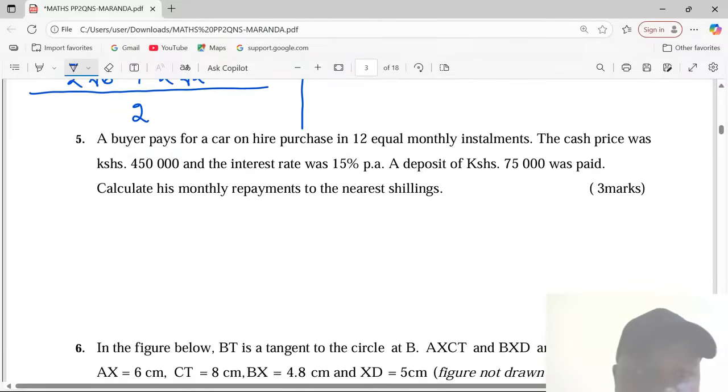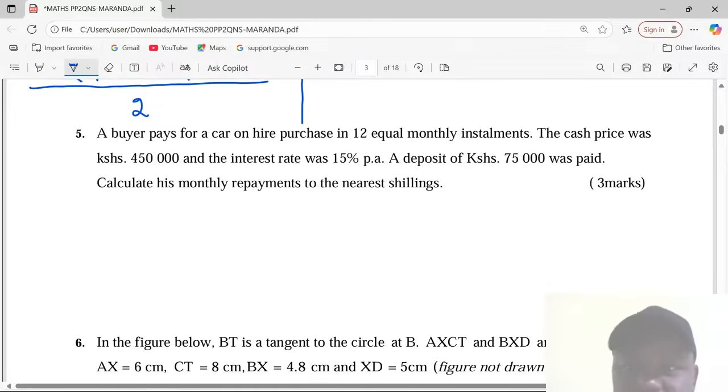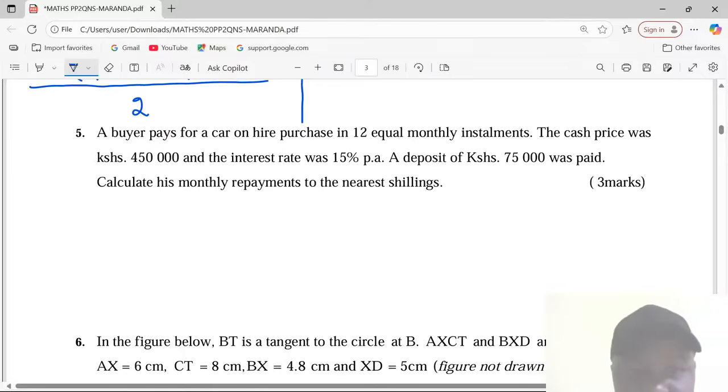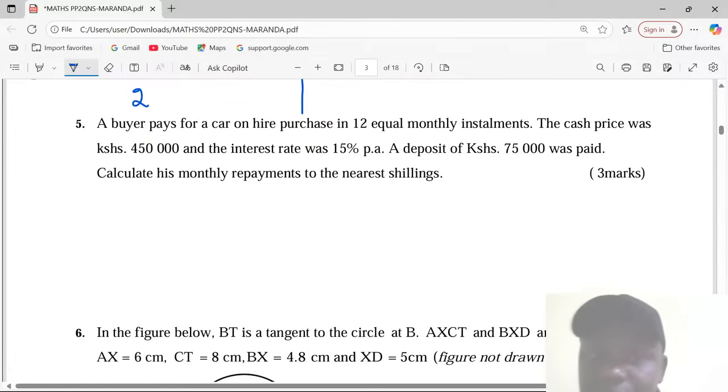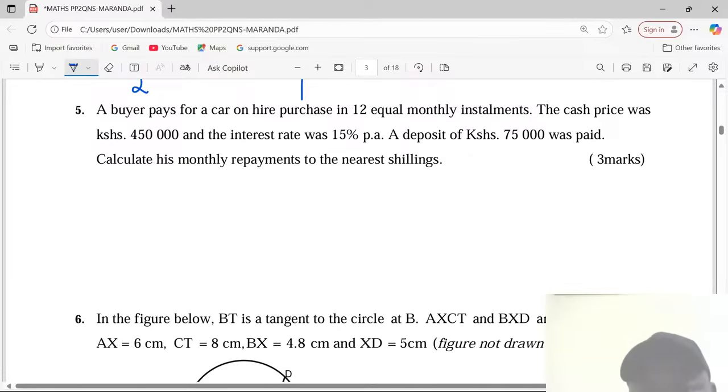Let me check this. A buyer pays for a car on hire purchase in 12 equal monthly installments. The cash price was 450,000 Kenya shillings and the interest rate was 15% per annum. A deposit of 75,000 Kenya shillings was paid. Calculate its monthly repayments to the nearest Kenya shilling.